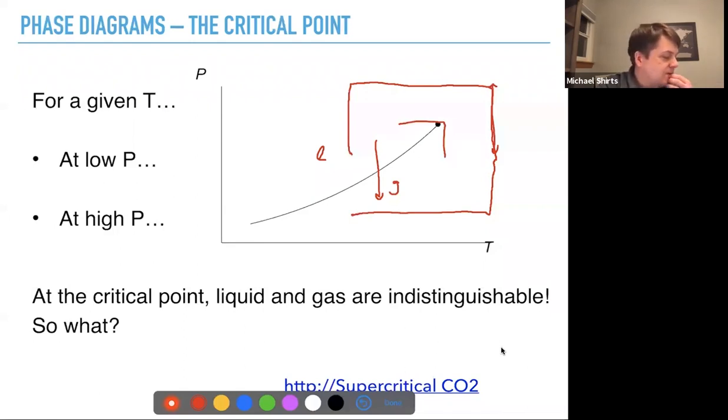Okay, so we've got the critical point above which you don't get separate phases. You just have a supercritical fluid. Fluid can apply to either liquids or gases. So if you're above that temperature or above that pressure, then you only have a supercritical fluid.